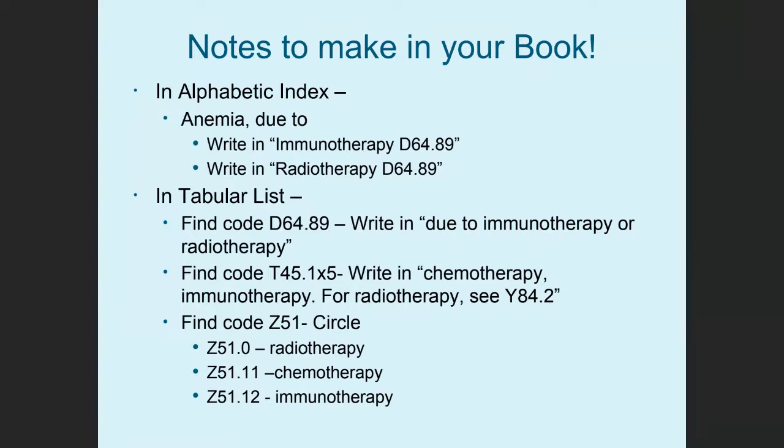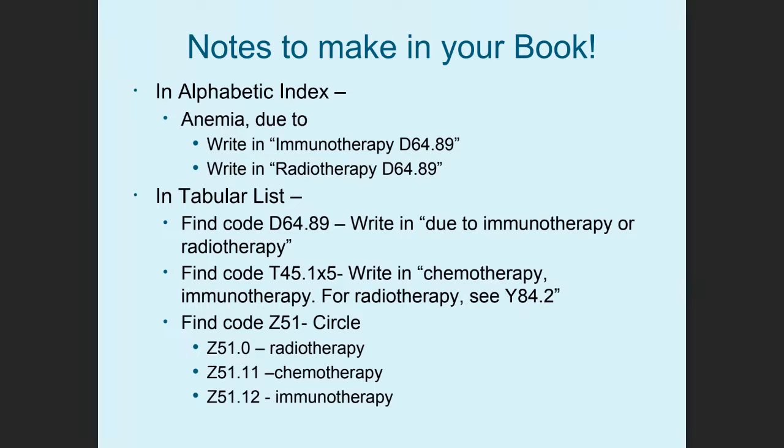So then go to the tabular list. You can do the same thing, so you have it in two areas. Go to D64.89 and write in due to immunotherapy or radiotherapy. Also find code T45.1X5, write in chemotherapy, immunotherapy. For radiotherapy, see Y84.2.